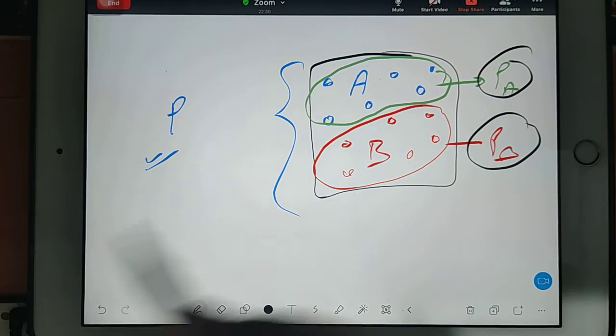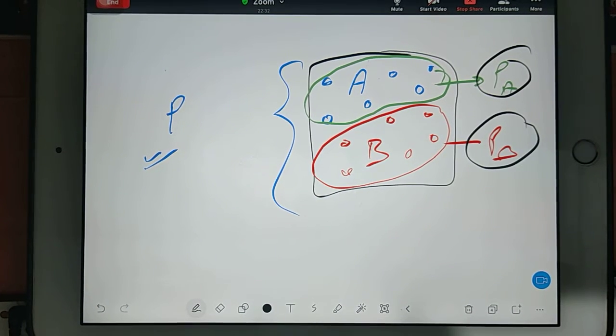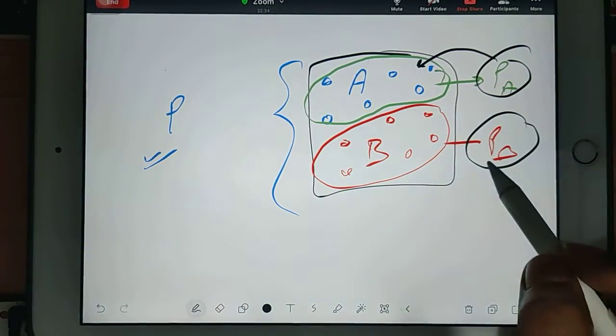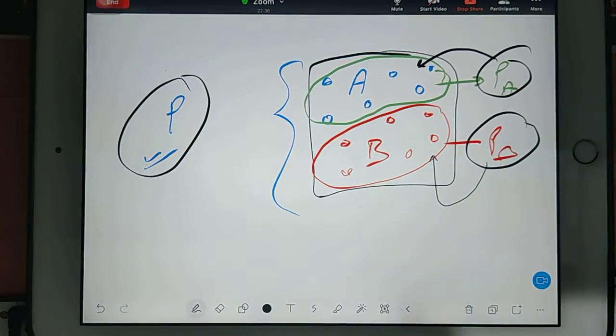These pressures are known as partial pressures. Partial pressure of A, partial pressure of B. But this one is the total pressure.